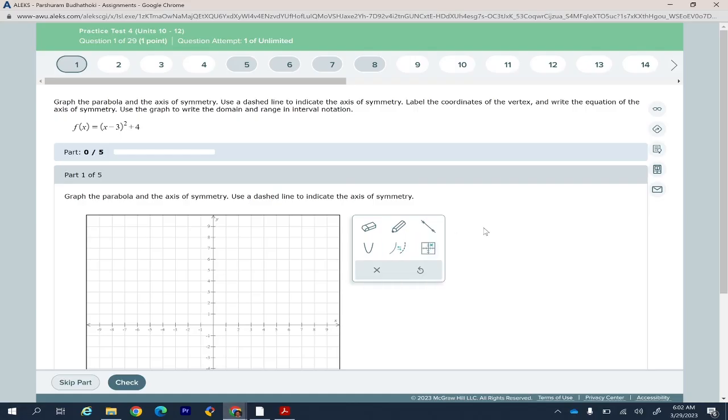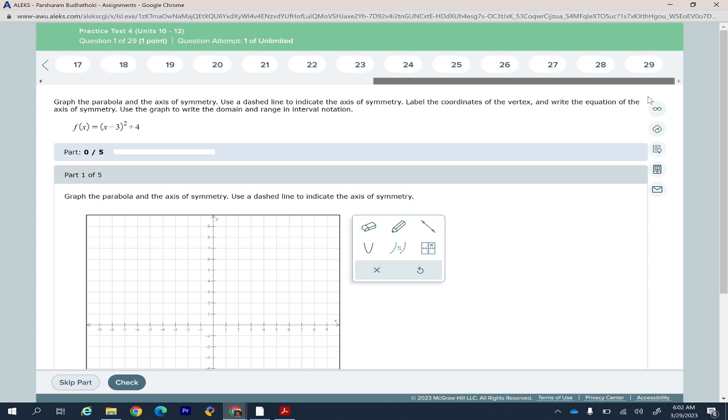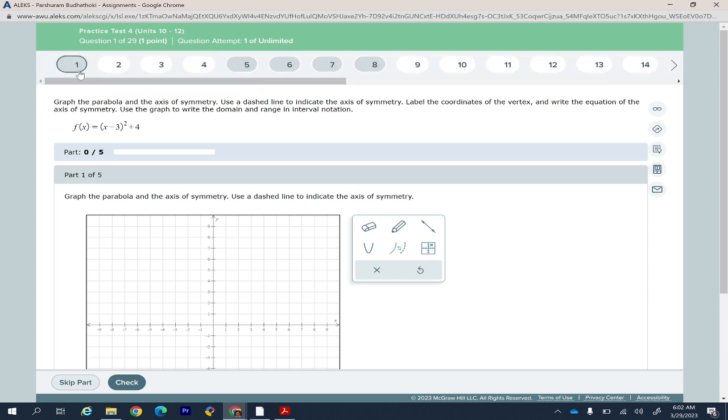Okay, so this is practice test 4. There are 29 questions. I'm going to do non-repeated questions only. Number 1, plot the graph of this parabola.